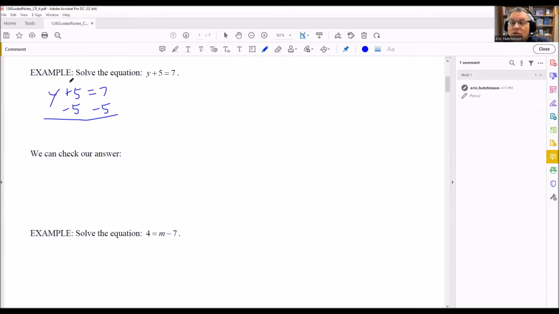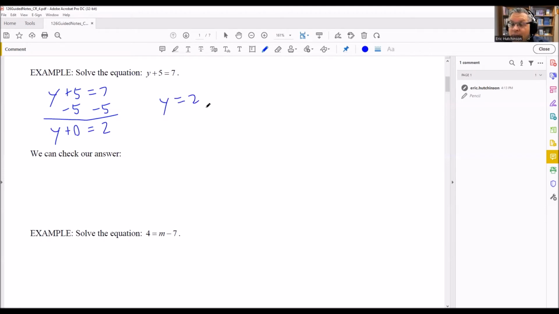That's going to add up to 0. 5 minus 5, so we can even put that there if we want. And then 7 minus 5 is 2. So then we just end up with y equals 2. And now the equation is solved.